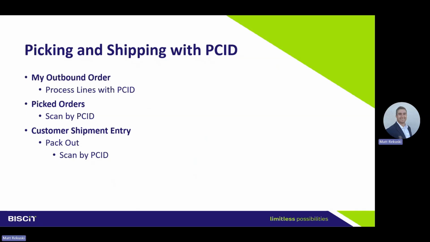Today, we're going to be learning about picking and shipping using our PCID functionality. What we're going to be covering is we're going to fulfill an order to my outbound order. We're going to process the lines using PCID scanning. Then we're going to navigate to the picked orders section. And that is where we're going to see how we can scan by PCID and how it will select our lines for us to eventually push us into a customer shipment entry pack and use Packout to secure the last line of the order and then ship it.